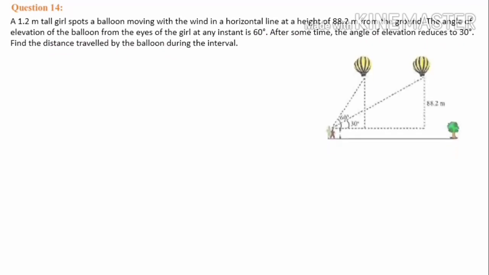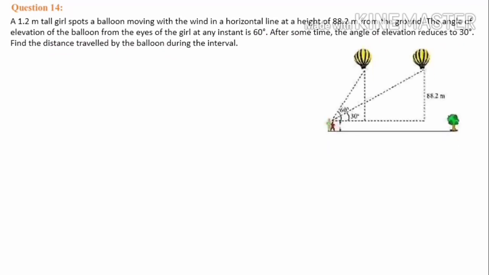Here there is a diagram given to us. There is a girl standing here and she is observing at first the balloon at an angle of 60 degrees, and after some time the position of the balloon changes from here to here, and at that time the angle of elevation reduces from 60 to 30 degrees. The height of the balloon from the ground is given to us as 88.2 meters. We are asked to find the distance between the balloon positions.